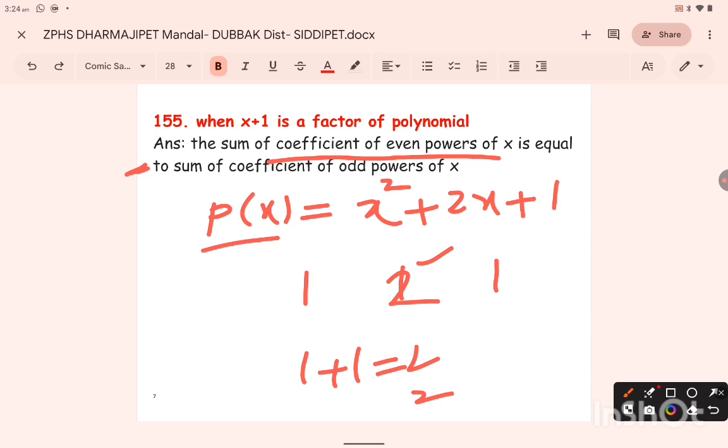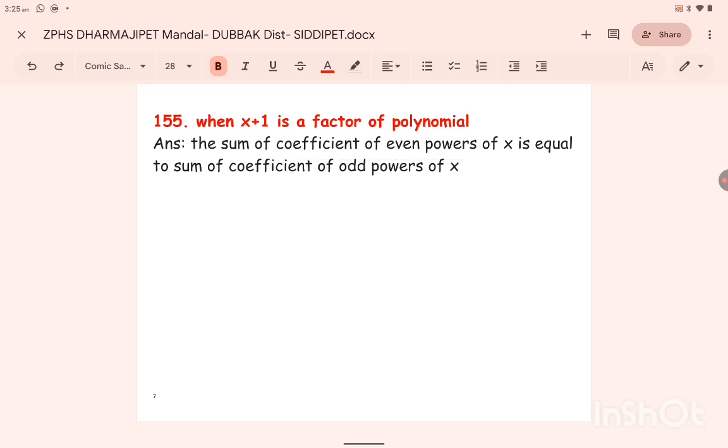When the sum of the coefficients of even powers of x is equal to the sum of the coefficients of odd powers, then x plus 1 is a factor of the polynomial p of x. This is the fact here. Now next question.